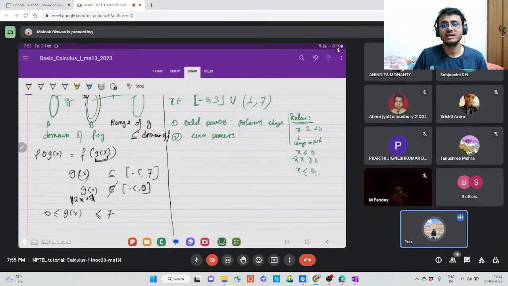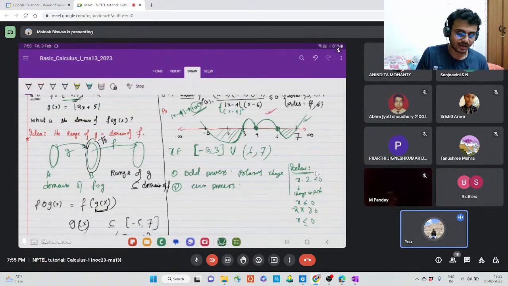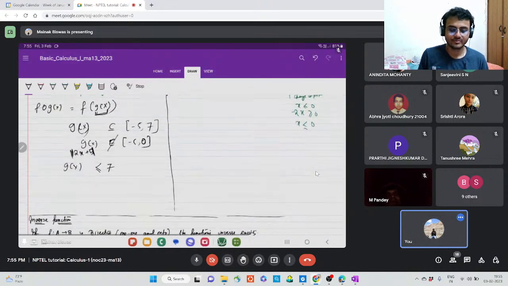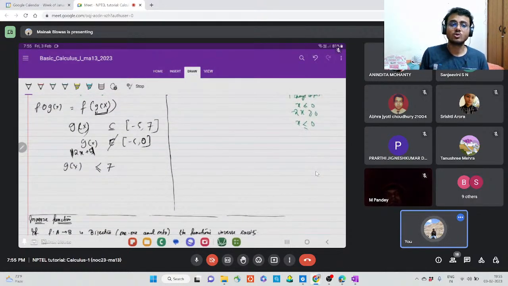this condition, right? That's it. g of x is always greater than 0, so you don't need to check. But g of x must be less than 7, right? Because any values greater than 7 will not be taken by function f. So now I request you to solve this question.